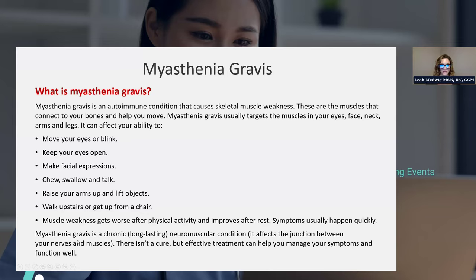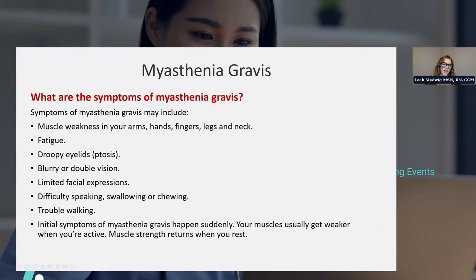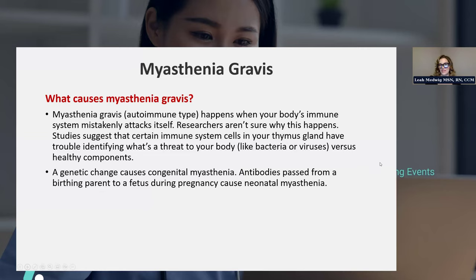And so we can see that myasthenia gravis is a chronic neuromuscular condition. It affects the junction between your nerves and your muscles. There is not a cure, but effective treatment can help you manage your symptoms and function well. Again, just going over these symptoms of myasthenia gravis: the fatigue, the droopy eyelids, the blurry or double vision, limited facial expressions, trouble walking. We went over most of those, but what causes myasthenia gravis?